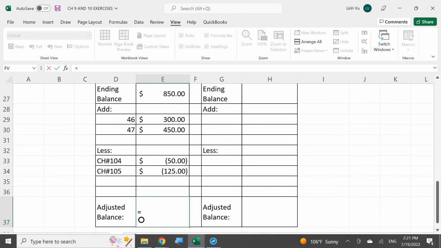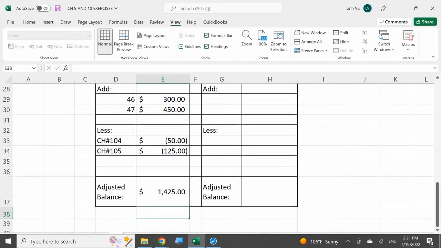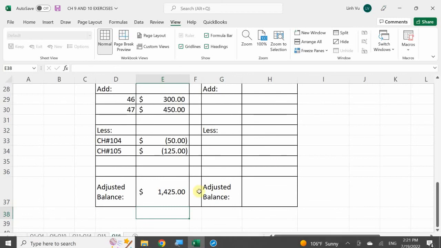So how much money should I be expecting to have in my bank account? I believe it's 1475. You're off by $50, 25. Oh, yeah, there we go.